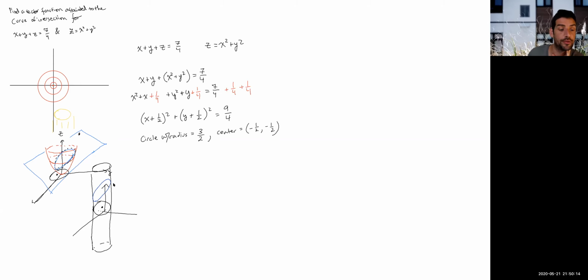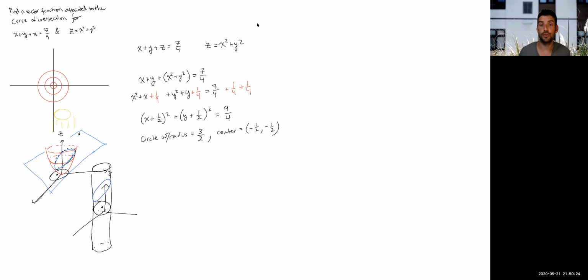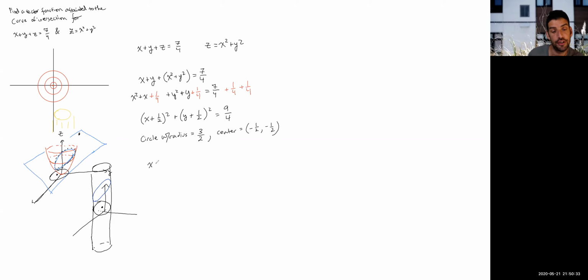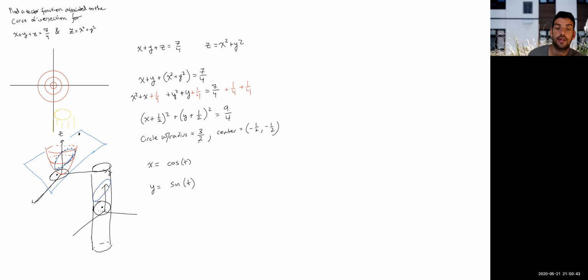So there's a couple different ways we can think about it, but in either case, what it means is if we can parameterize this circle, then we're good. Well, we know something about parameterizing a circle. So I'm just going to use parametric equations for a moment. Eventually we're going to make a vector function. But I know that if I do x equals cosine of t and y equals sine of t, I get a circle with radius 1 centered at the origin.